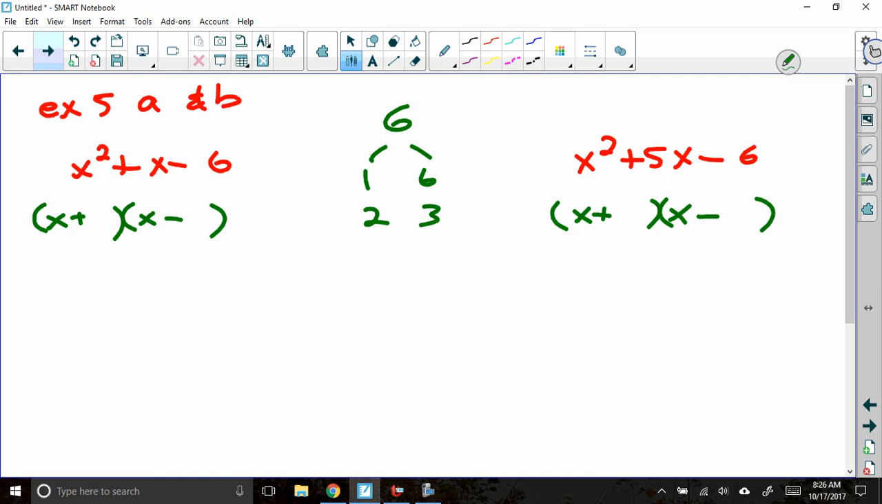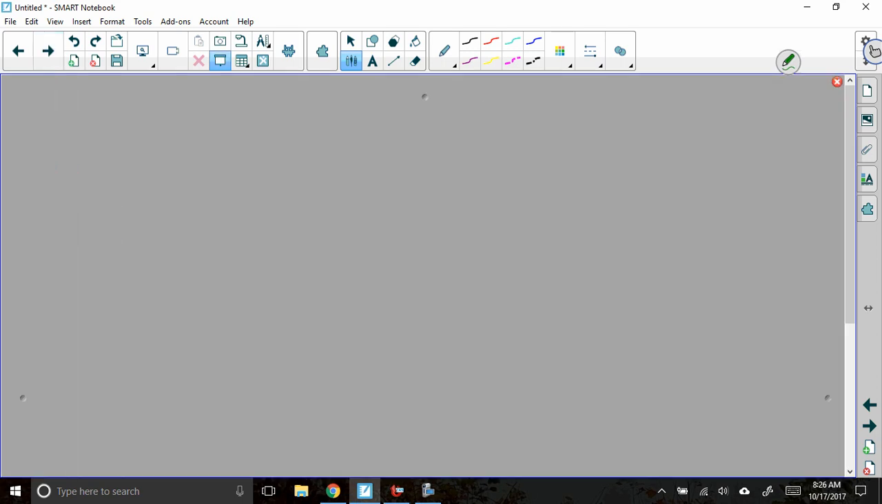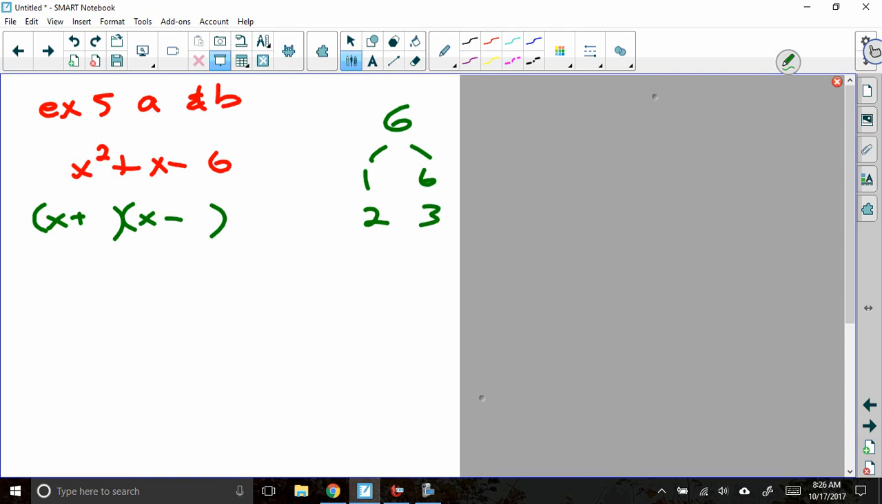I heard a 1 and 6. 1 plus 6 would be 7. 1 minus 6 would be 5. That's not going to make 1 on the left. Going to have to go with 2 and 3, right? We're looking at the one on the left over here. So we're going to have to go with the 2 and a 3.